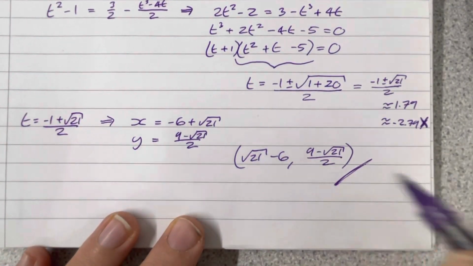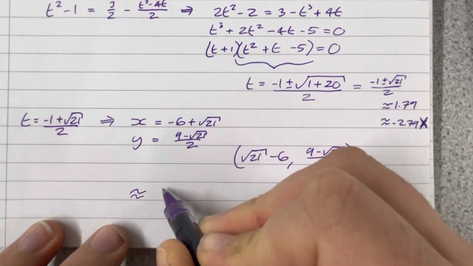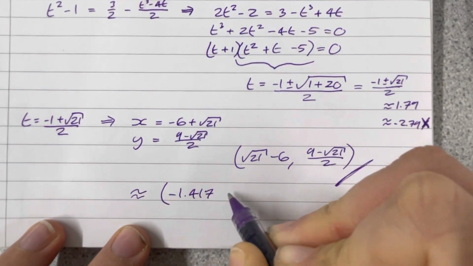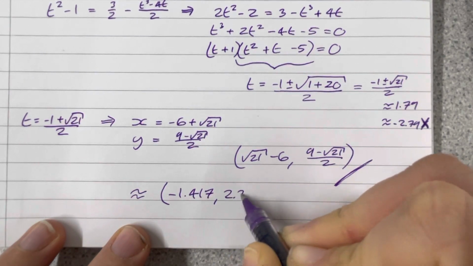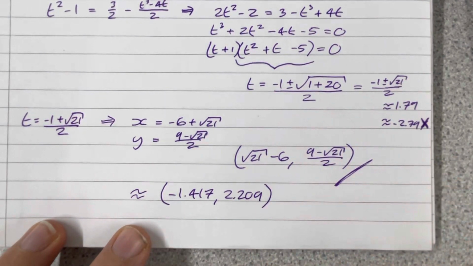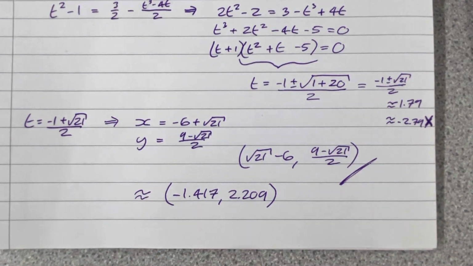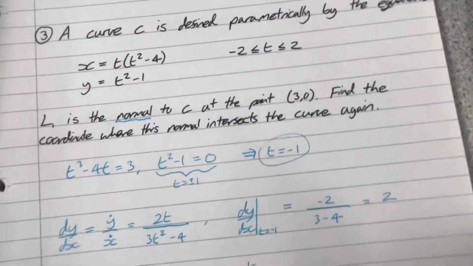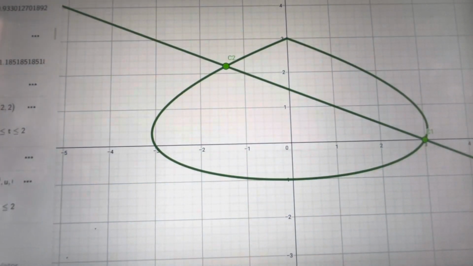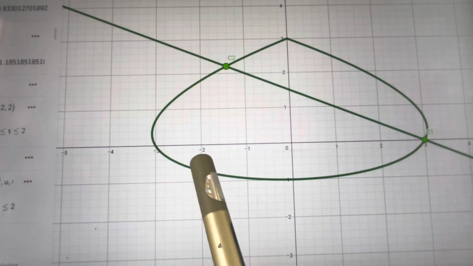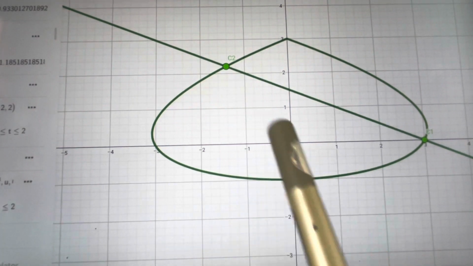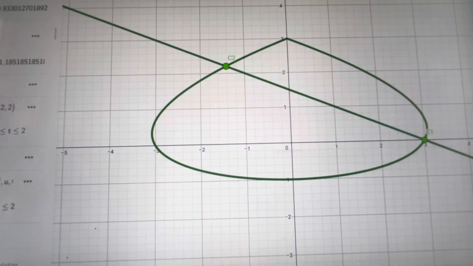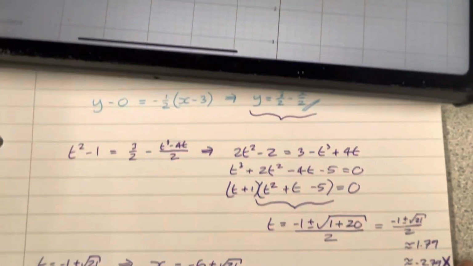And of course we can approximate these. So it comes out to be about minus 1.417, 2.209. So that's the 3 decimal place version of that. And as we said earlier, that kind of fits with the graph. It's between minus 1 and minus 2, so minus 1.4 fits, and it's slightly above 2 in the y, so 2.2 fits. So that's the correct answer.